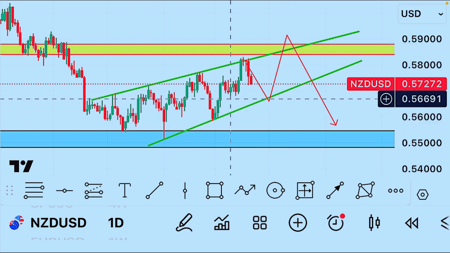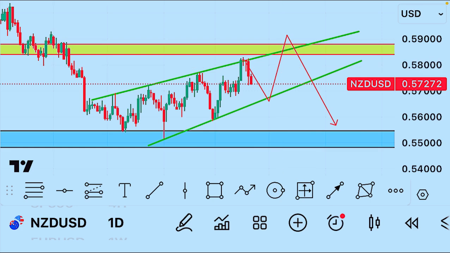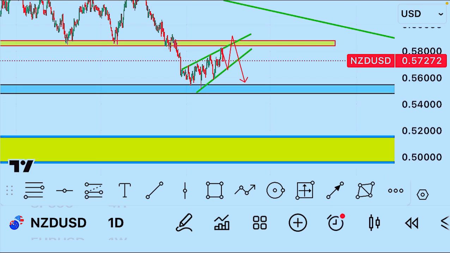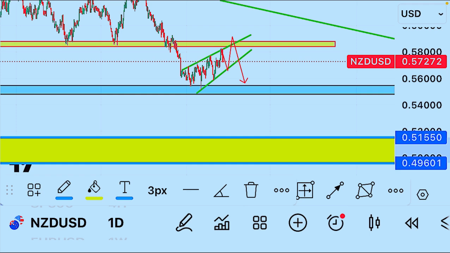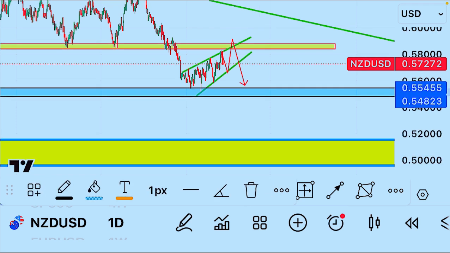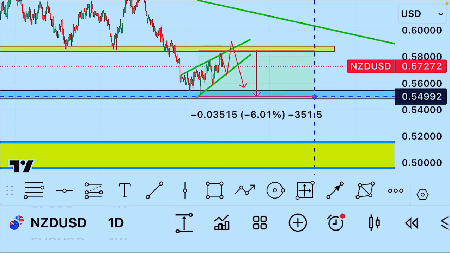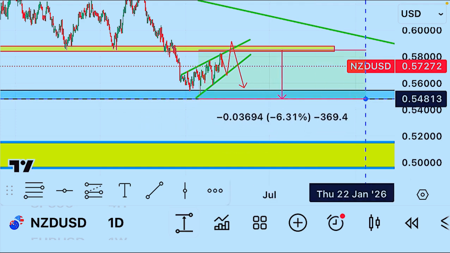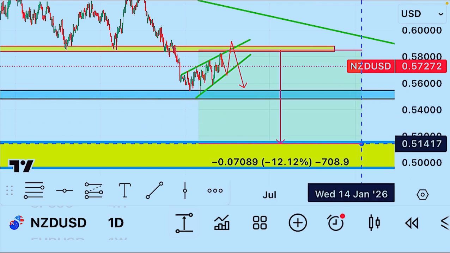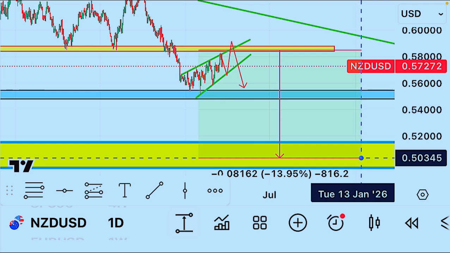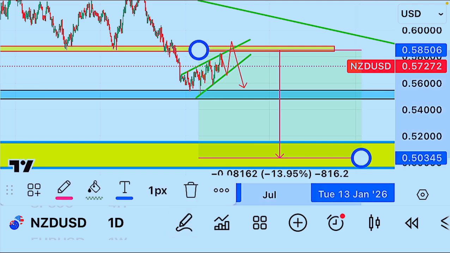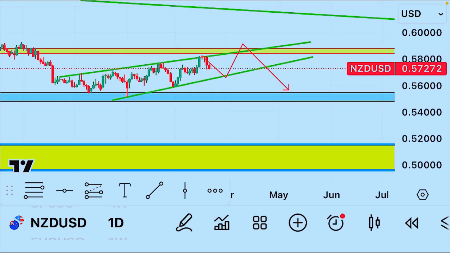Once we break out of this tight daily consolidation, the next level for this currency pair is going to be this institutional level of 0.5. But you have to take your profit at a rounded number of 0.55. Let's see the pip drop. We are looking at about 350 to 360 to 800 pips drop on this dollar. Okay, we are looking at about 300 to 800 pips drop on this currency pair.